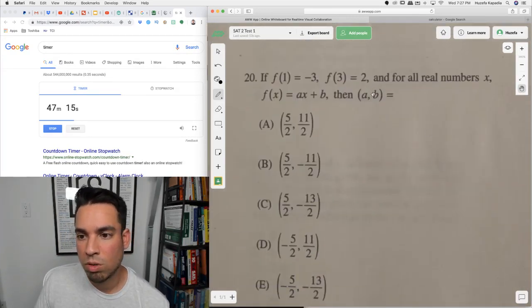If f of negative 1 equals negative 3, f of 3 equals 2, and for all real numbers x such that f of x equals ax plus b.